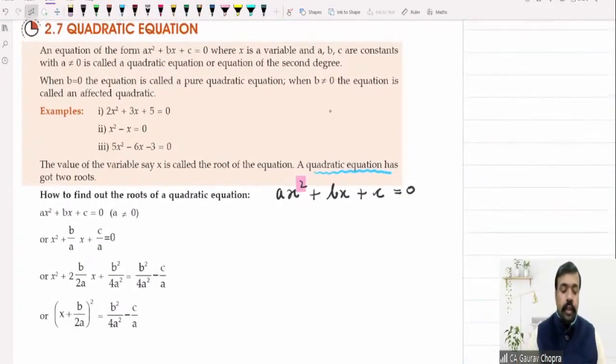Okay. So in this, a, b, and c are the constants, and a should not be equal to 0. That means the coefficient of x square should not be equal to 0. Otherwise, it will not be a quadratic equation. And we can also say that it is an equation of second degree.